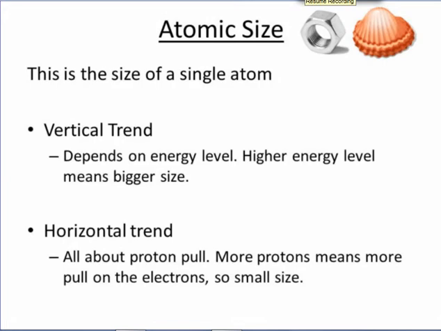Let's start with atomic size. Atomic size, it's the size of the atom. This is the nutshell here. The vertical trend is going to be dependent on the energy level. A higher energy level is going to mean a bigger size. The horizontal trend is going to be all about what we can call proton pull. The protons are going to pull those electrons in the cloud, and more protons means more pull, so that cloud of electrons is actually going to get smaller and closer to the nucleus. We'll go through each one of these in depth.